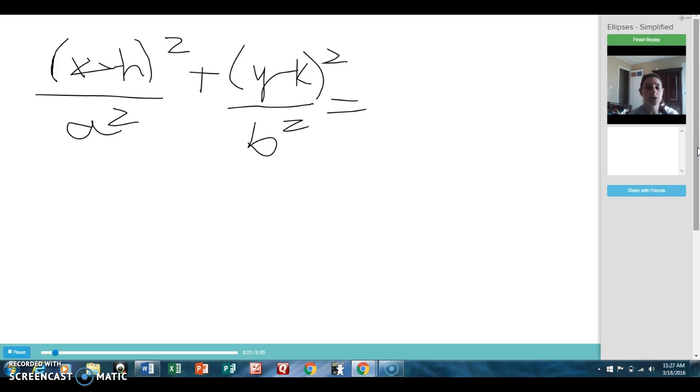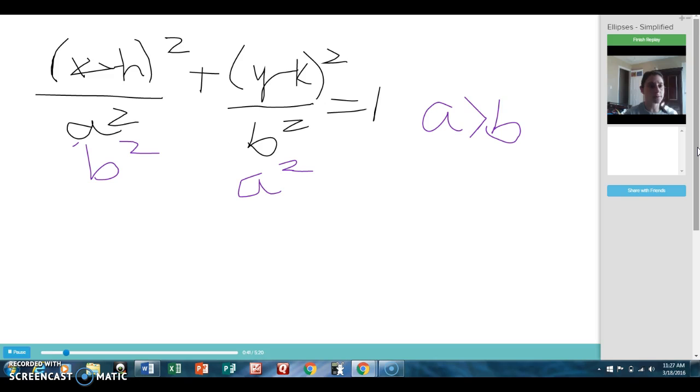So you might have seen two different versions for the equation. We could easily switch this to be the b squared, and this could be a squared, but for an ellipse, a is always greater than b. So whichever one is the big number is the a.